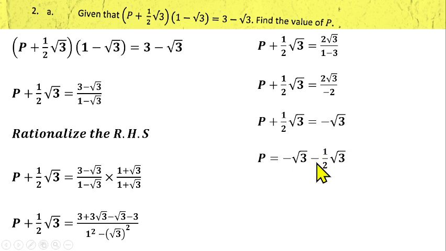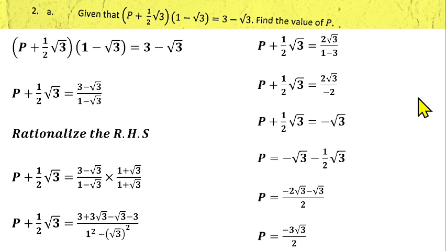So from there you can find the LCM here. So you'll be having p is equal to, the LCM will be 2. So 1 into 2 gives us 2. 2 times minus √3 gives us minus 2√3, minus 2 into 1. Then 1 times √3 gives us √3. So minus 2√3 minus √3 will give us minus 3√3. So you'll be having p equal to minus 3√3 over 2 as the value of our p. So that's the solution for question number 2.